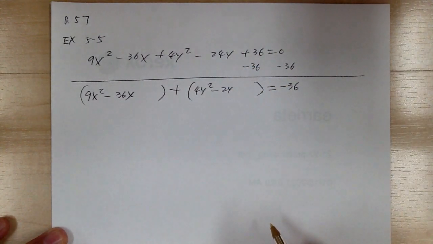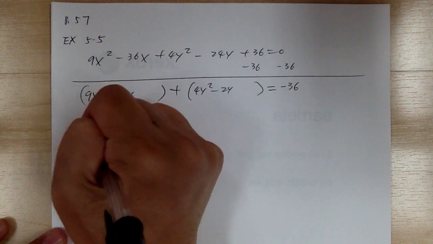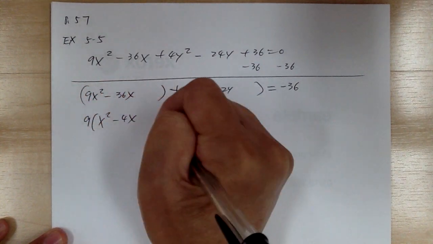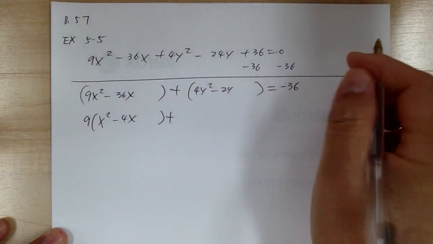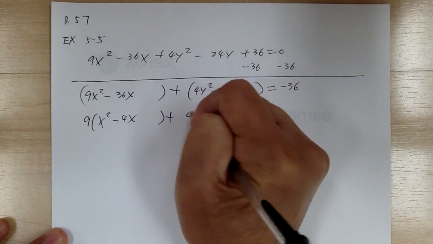Okay. Your next step is you need to factor out the coefficient before the square. So factor out the 9. This one you have to factor out the 4. So factor out the 4.